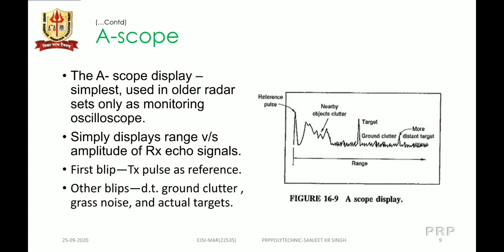So the A-scope display is the simplest and is used in older radar sets, only as a monitoring oscilloscope. It is simply displaying the range versus amplitude of received echo signals, as we can see in the adjacent figure. The first blip is due to the transmitted pulse as a reference, and the other blips are due to the ground clutter, or grass noise, and the actual targets.